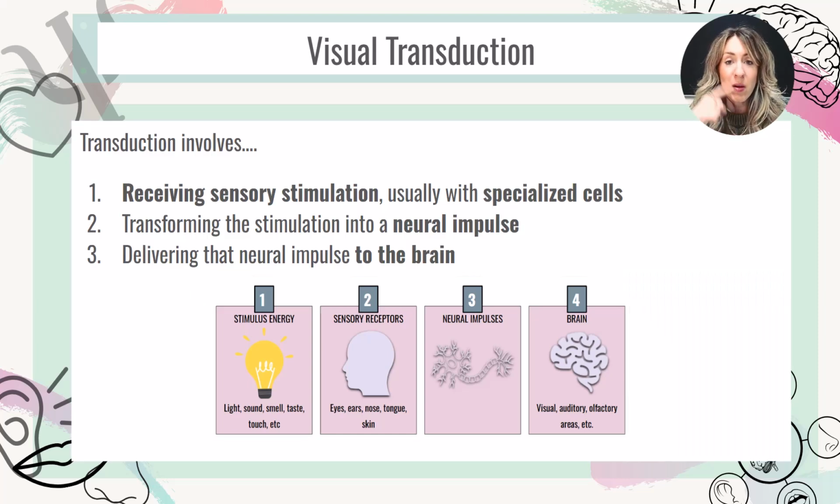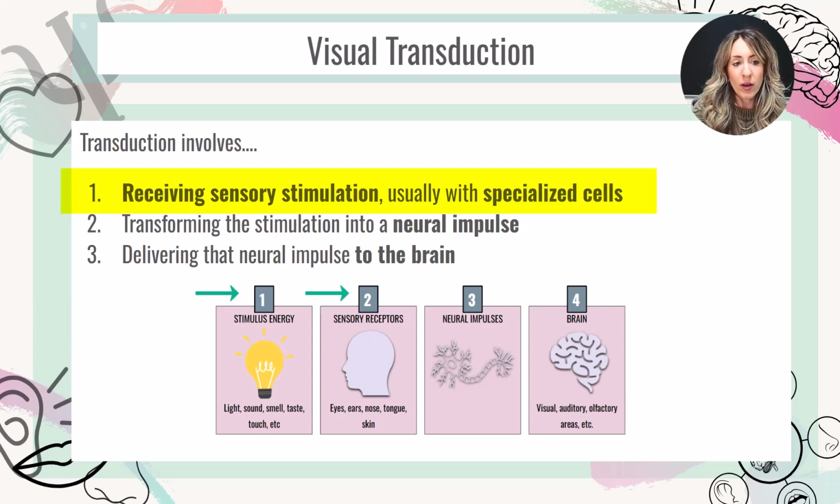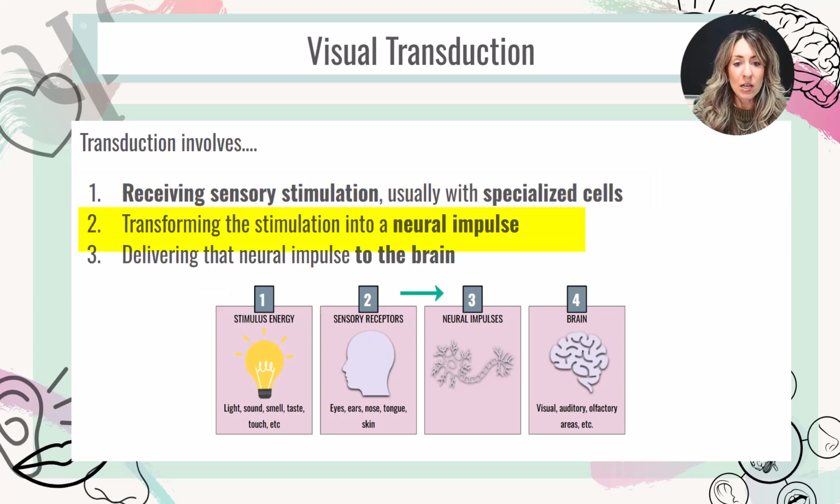As you can remember from our last video, we talked about the idea of transduction, right? Transduction is how our senses translate what's in the environment to something our brain can read. It has 4 basic steps. Steps 1 and 2 are receiving sensory stimulation with specialized cells. Then those cells transform that into a neural impulse, and then that impulse is delivered to the brain. Today we're going to look specifically at how this works in the eye.